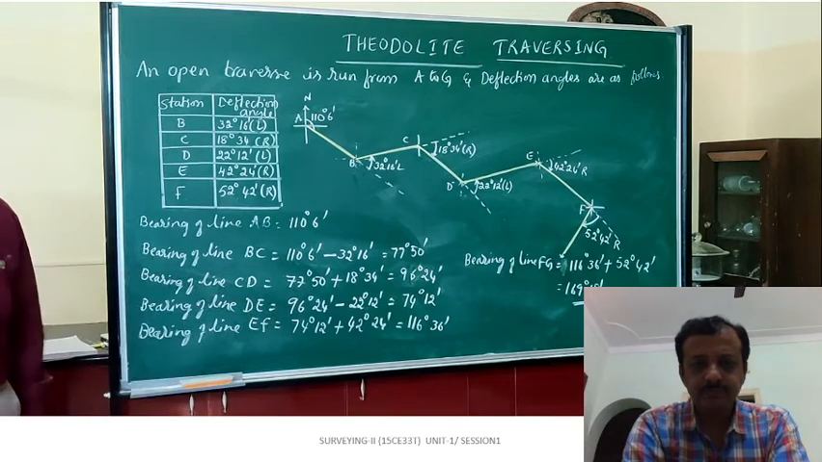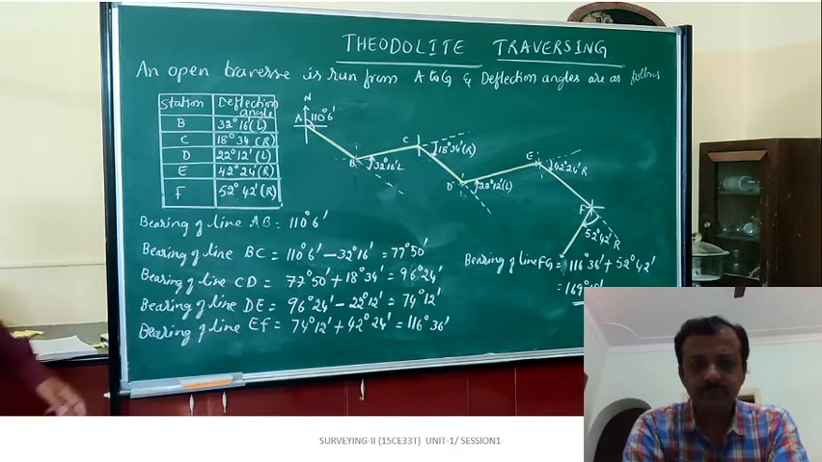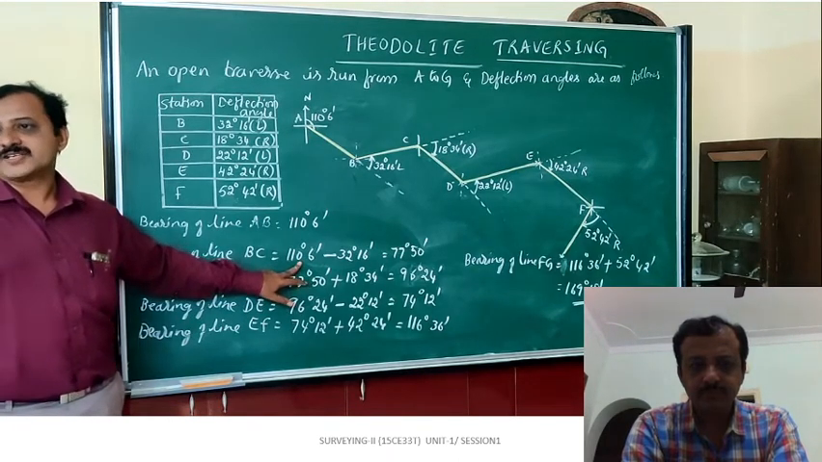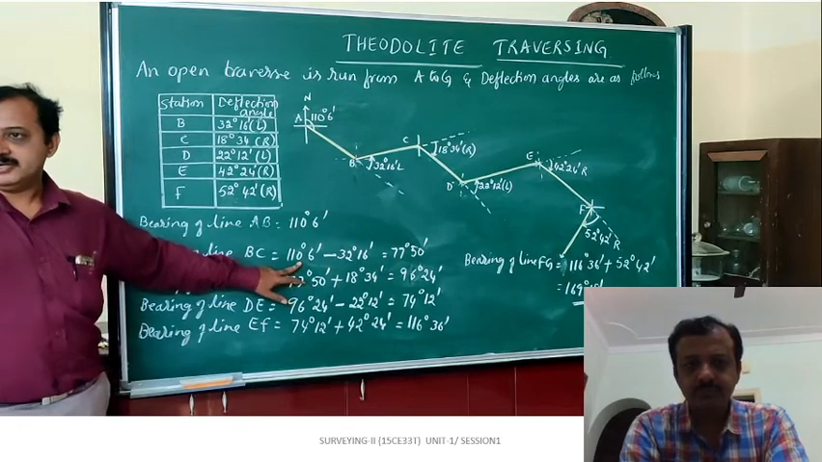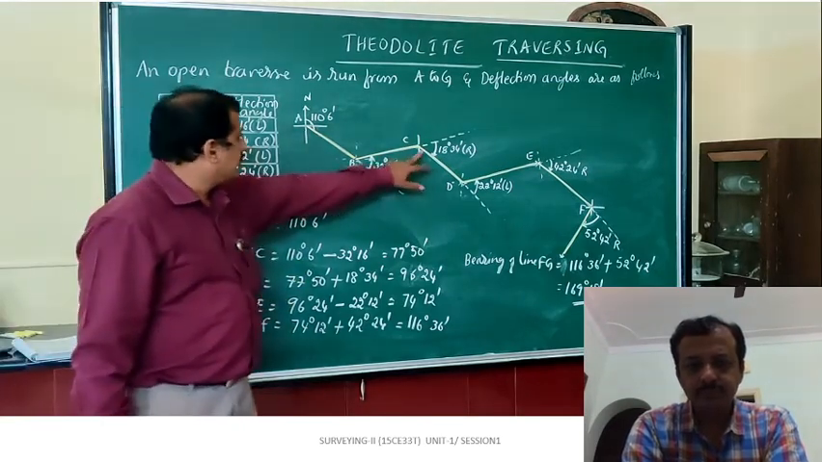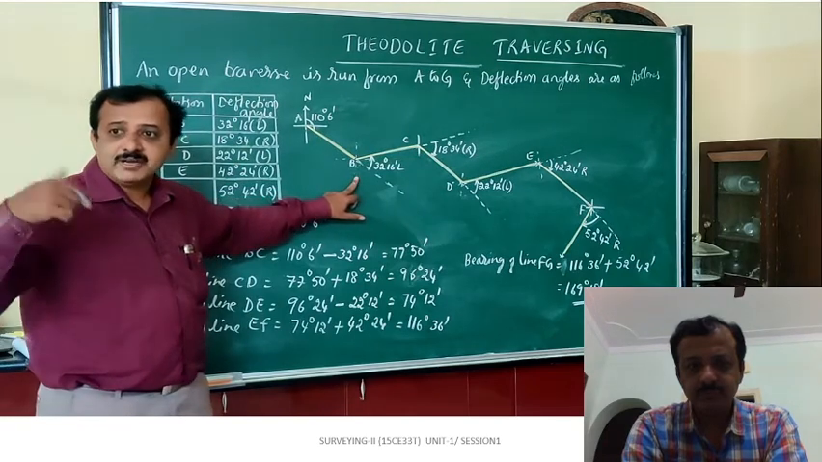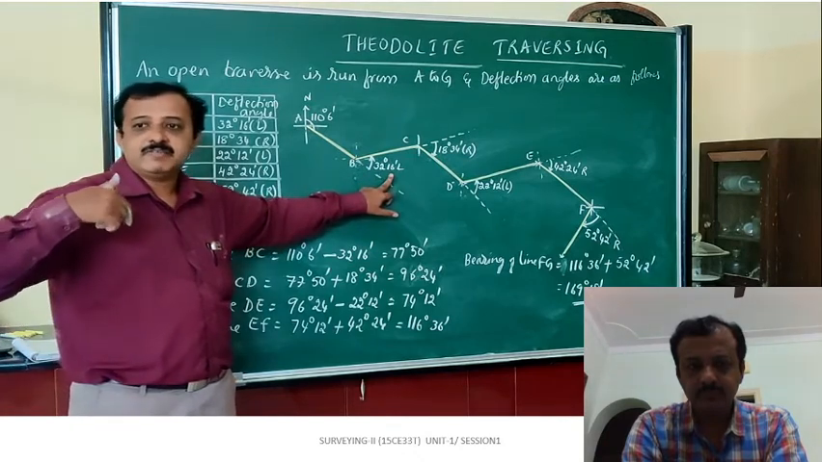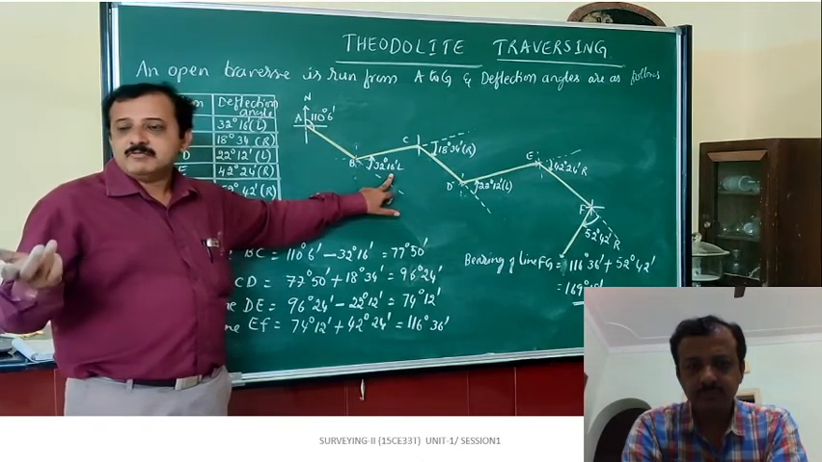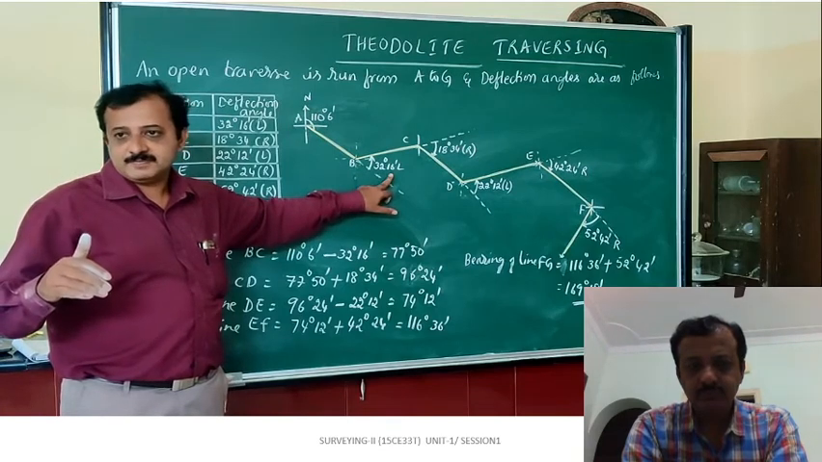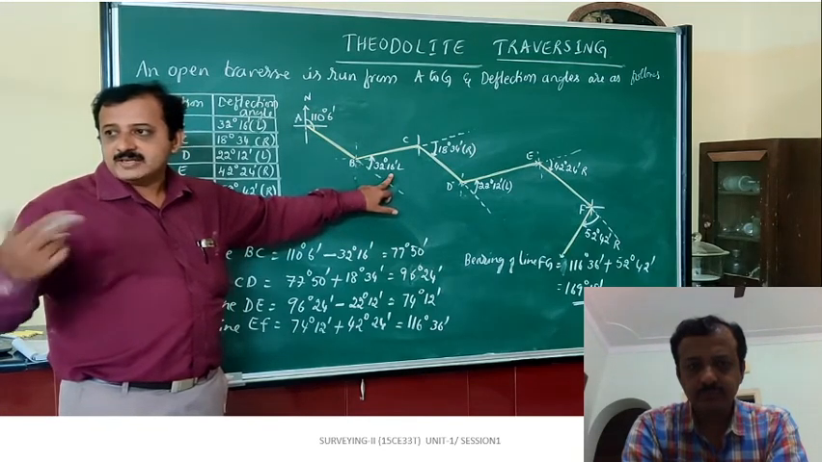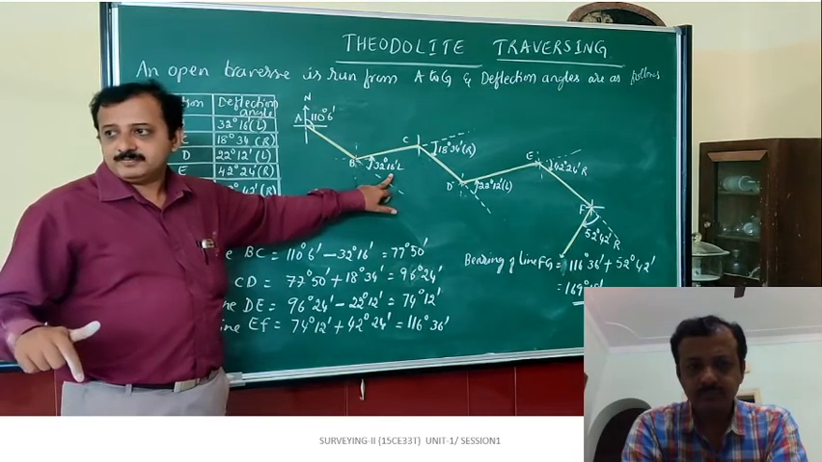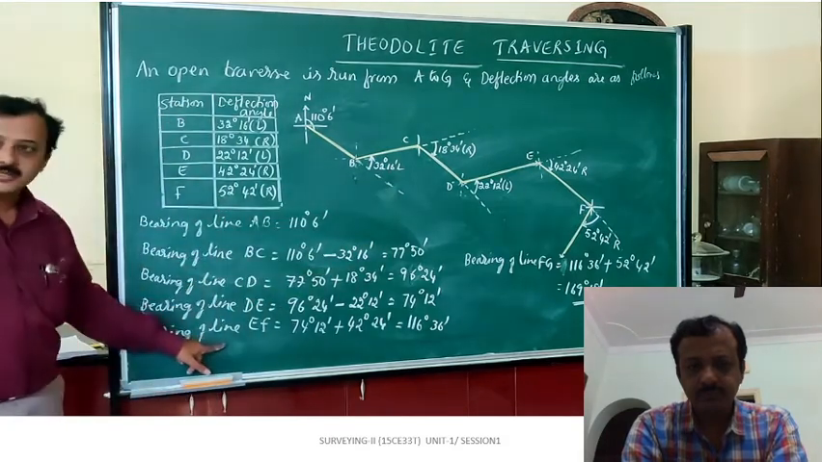Understood? So what we have to do? Bearing of previous line plus or minus the deflection angle at that particular point. Say the bearing of line BC will be equal to the bearing of line AB plus or minus the deflection angle. When the deflection angle is to the right, we have to take plus, and when it is to the left, we have to take minus. So we add the deflection angle when it is to the right and subtract it when it is to the left. Like this, we are going to find the bearing of all the other lines.